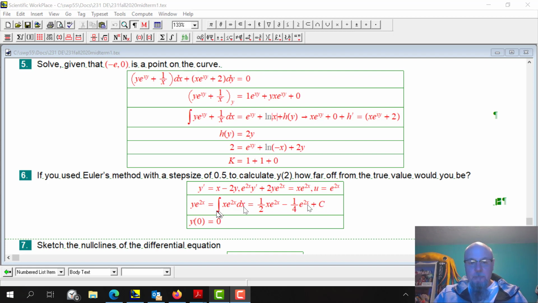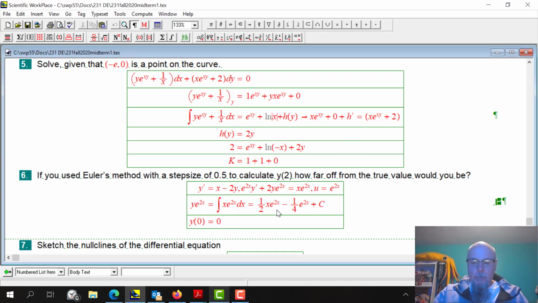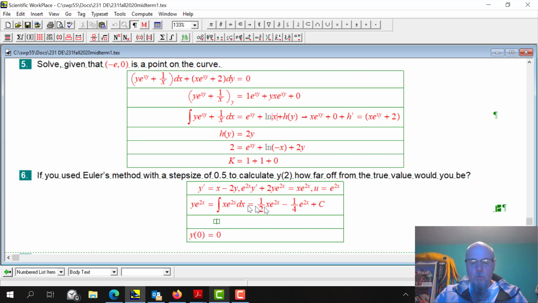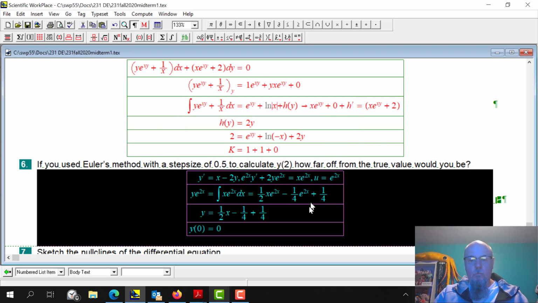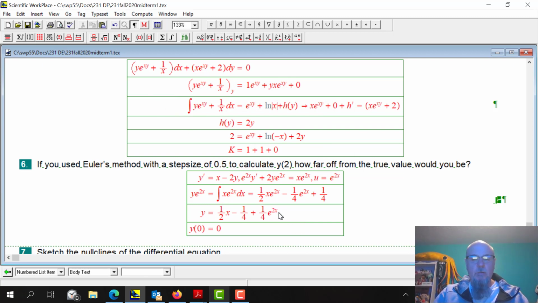Let's get the c. When I make y equal to 0, that's going to be 0 equals 0 minus a quarter times 1 plus c. So that means c has got to be a quarter. Let's solve for the explicit. So y is equal to, I'm going to divide everything by e to the 2x. That's going to get rid of it here, here, and put it here, but with a minus.